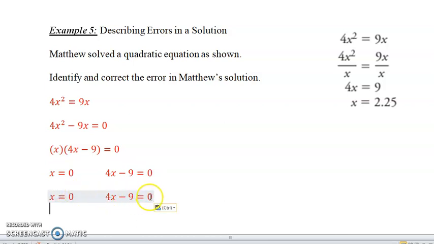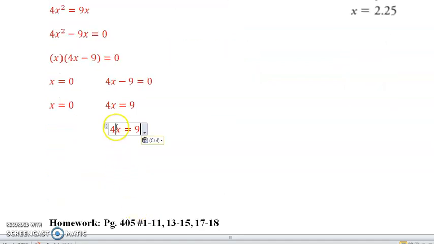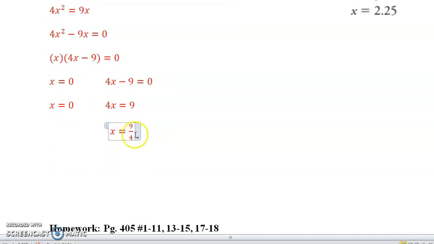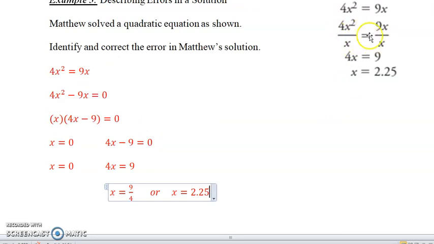So x is equal to 0 on this side. I add the 9 to both sides. I get 4x equal to 9. Divide both sides by 4. 4x divided by 4 is x. And I get 9/4. Or you can say x is equal to 2.25. So they weren't completely wrong, but you can't divide by x here.